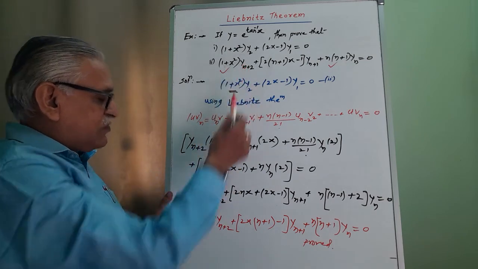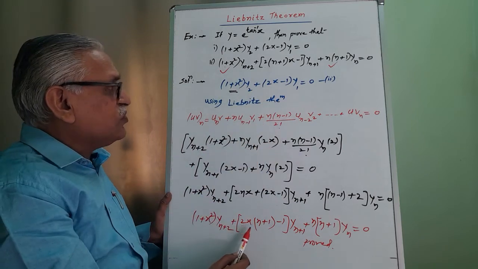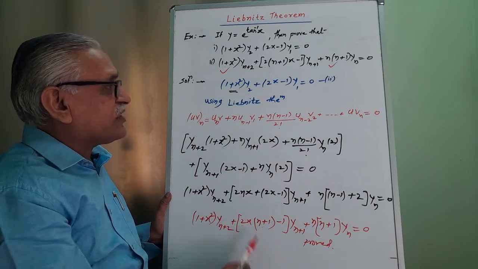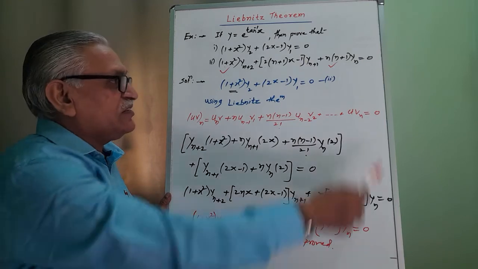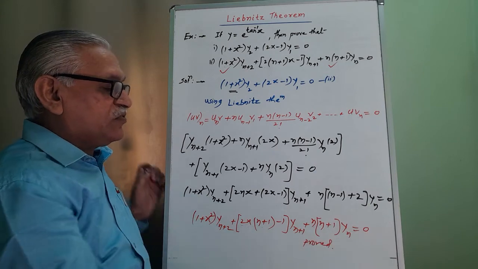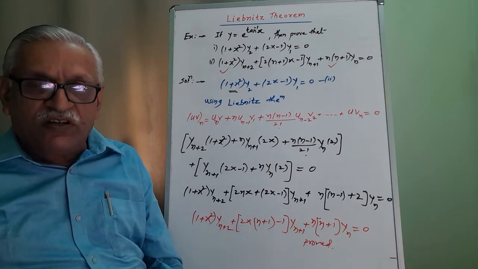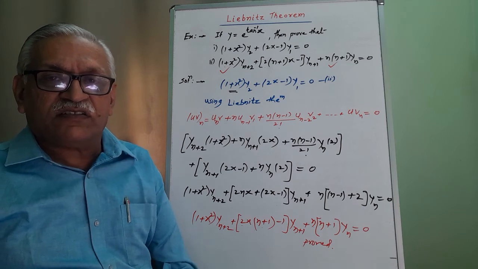Therefore, 1 plus x square into yn plus 2, we are getting it, plus 2 into n plus 1 into x, minus 1, into yn plus 1, plus n into n plus 1 into yn is equal to 0. Therefore, in two parts, we are able to get the required result.